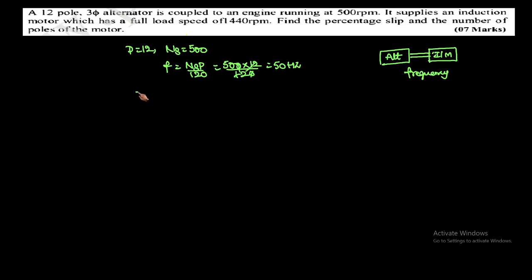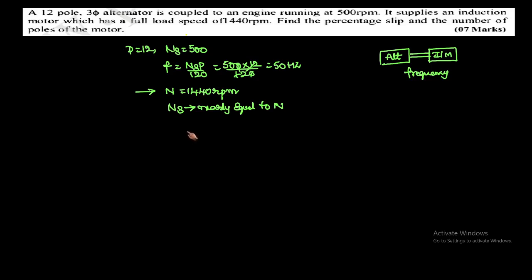Next, the induction motor is running at full load speed, that is 1440 rpm. Normally the synchronous speed will be nearly equal to N. There is not much difference between the synchronous speed and the actual speed. So we will find the slip here. We have to calculate how much slip it is running at.